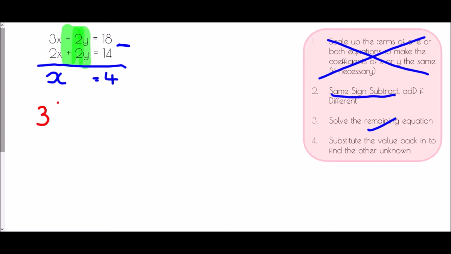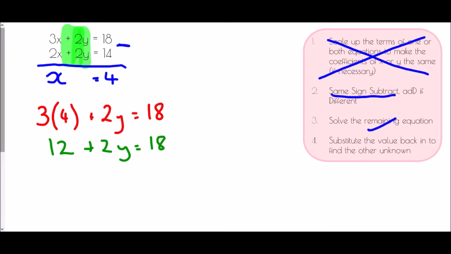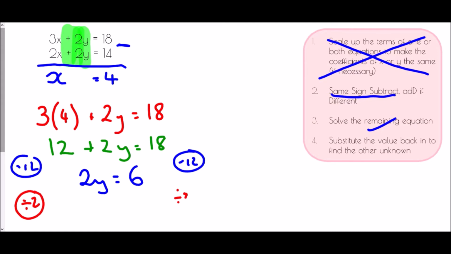So I'm going to take 3 brackets 4 plus 2y equals 18. And so 3 times 4 is 12. So that's 12 plus 2y equals 18. And then if I need to solve this, I'm going to have to subtract 12 on both sides. And so 2y equals 6. And then finally, divide by 2 in both cases. So y equals 3.